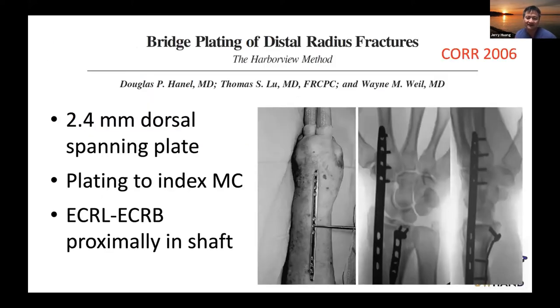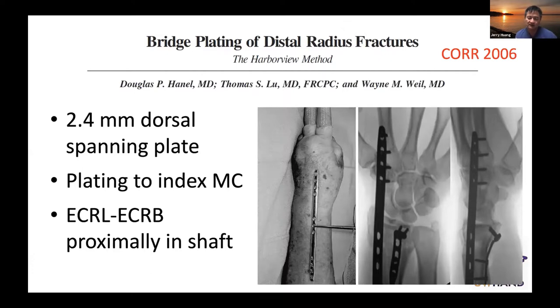And we talk about the index versus the middle finger metacarpal. I think the Harborview technique, popularized by Doug Cano, one of my partners, used a specialized DePuy Synthes plate that was designed for this purpose. It's a 2.4 plate that spans across the wrist joint, has holes distally, that center portion with 3 central holes, and a proximal shaft fixation as well.